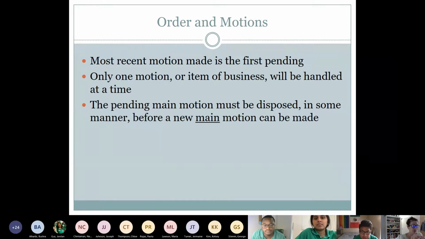And you have to get rid of each one from the inside out first. The most recent motion was to refer it to committee. So you got to go through that process: second, debate, vote, etc. Once you finish with that one, it jumps back out to the amendment motion. Then you have to go through that, debate, vote on it. And then once you're done with that, you're back out at the main motion of the bill. Okay.